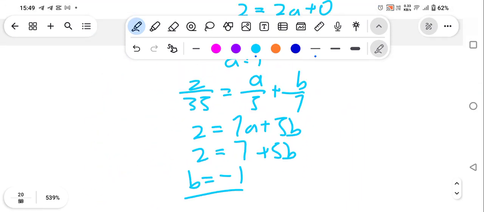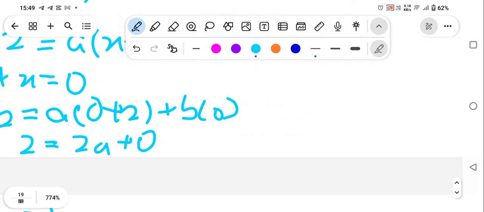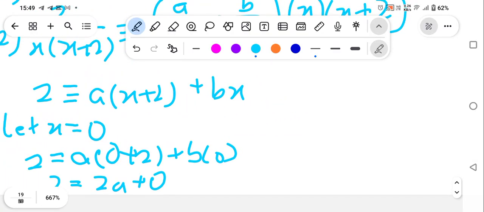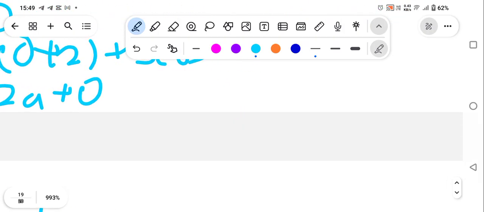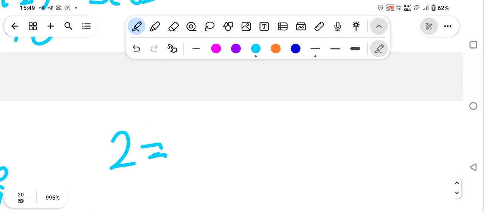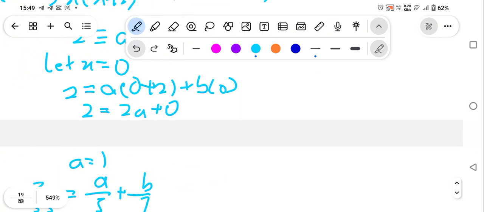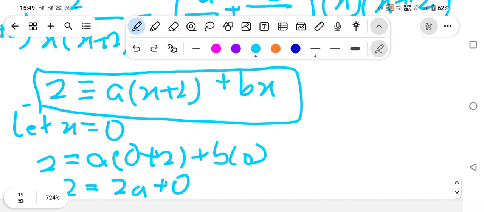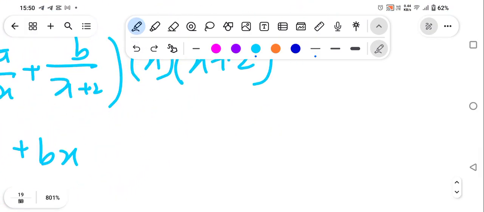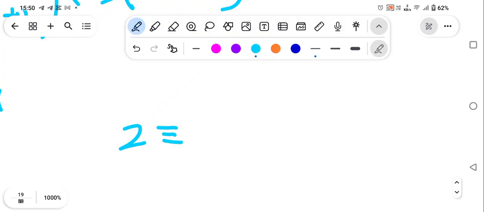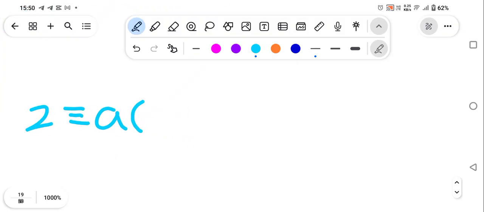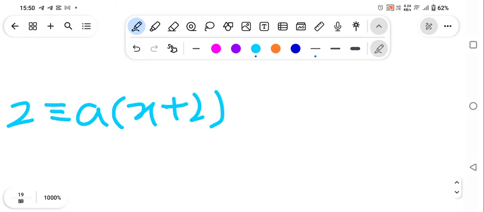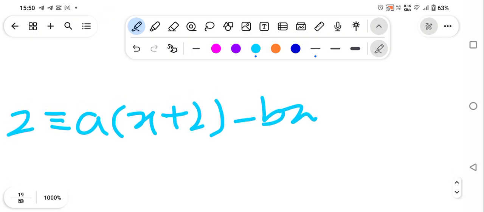So another way to solve for b instead of this is we use the previous function. So now we have 2 equals, I'm going to write the same function over here. So now we're solving for b. So we have 2 equals a times x plus 2 minus bx. But in this case, since we're solving for b, we're not going to let x equal 0.